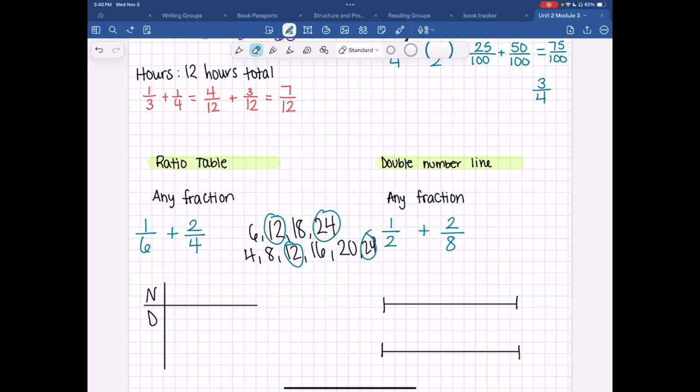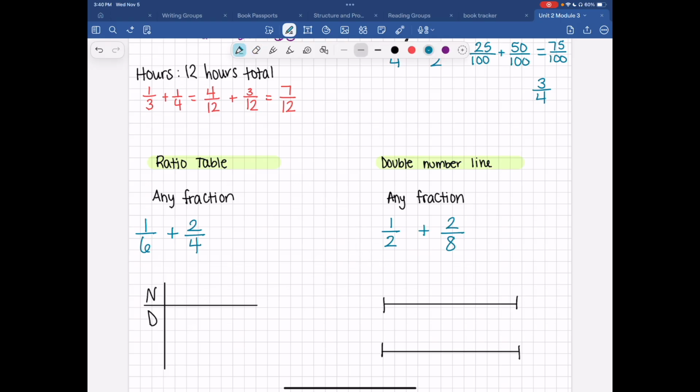So we could use either one of those. We're going to use 12 for this one. So I'm going to find an equivalent fraction for both 1/6 and 2/4 that has the denominator of 12. So I'm going to first start with 1/6. I'm going to write 1/6 into my ratio table. I already know that 12 is going to be my common denominator.